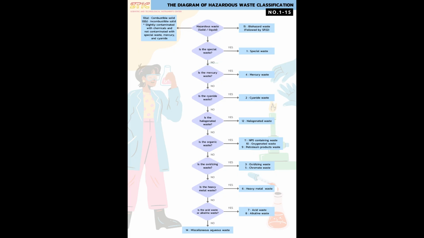In summary, this flowchart is a practical tool to help laboratory users correctly identify each type of hazardous waste. By following the questions step by step, from is it biohazard waste down to is it acid or base, staff can ensure that every chemical is categorized accurately. This systematic approach prevents accidental chemical reactions, environmental contamination, and health hazards, keeping the laboratory safe and compliant with waste management regulations.